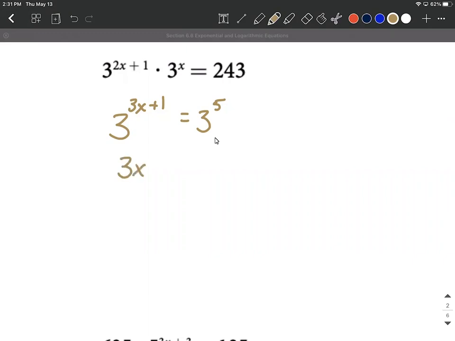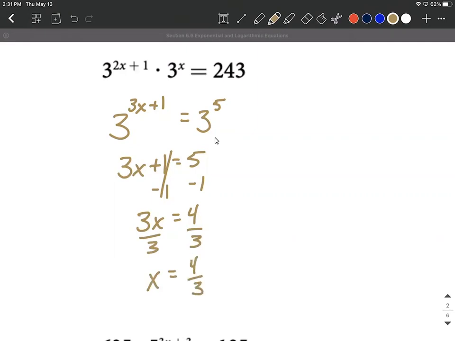Same base on both sides. Use that one-to-one property, drop the bases, set the exponents equal. Nice linear equation. So to solve this down, let's move all the constants to one side, leave all the variables on the other side, and then divide by 3 should isolate x for us. So we get x is 4/3, a nice exact answer.